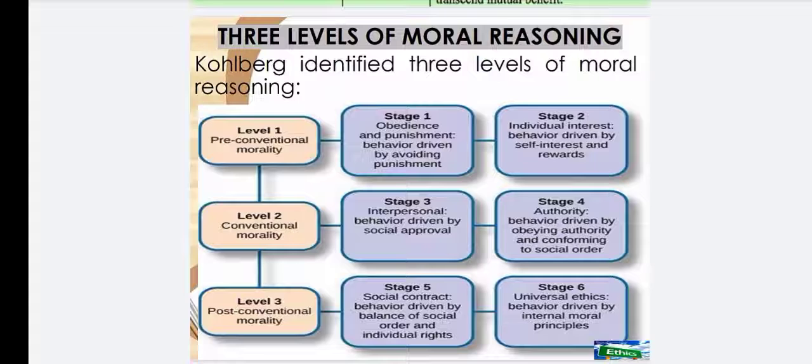Level 3. Post-conventional morality. Stage 5. Social contract, behavior driven by a balance of social order and individual rights. Social contract rules in laws of social good. Stage 6. Universal ethics, behavior driven by universal principles, guided by moral principles of justice.